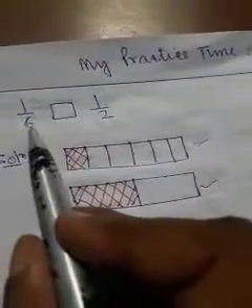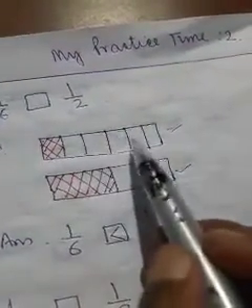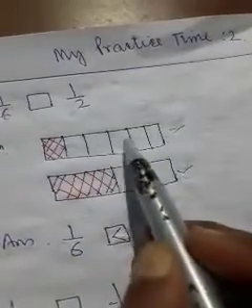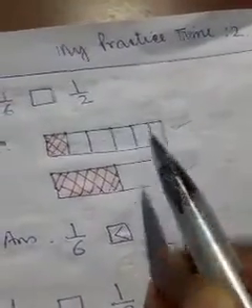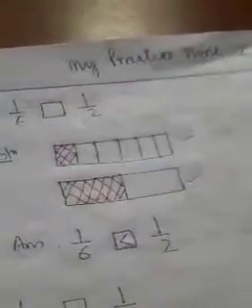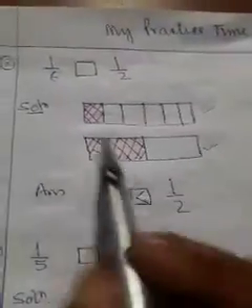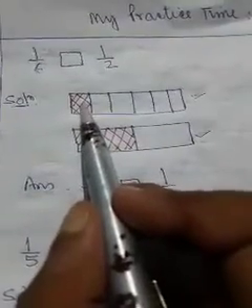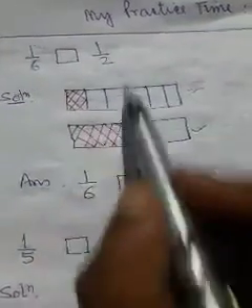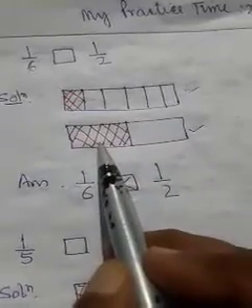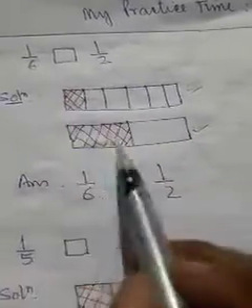Here the denominator is 6, so you can divide it into 6 equal parts. You see 1, 2, 3, 4, 5, 6. And here the denominator is 2, which means divide it into 2 parts. Now it is written 1 by 6, which means one part of it you color or shade. Here also one part of it is colored. After shading, you see which part is greater.